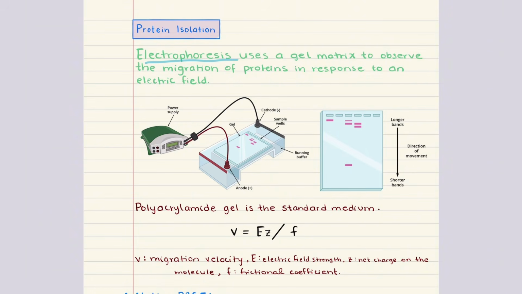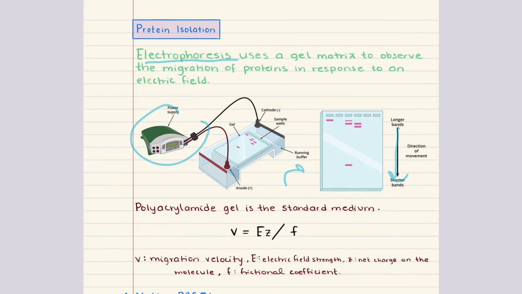Electrophoresis uses a gel matrix to observe the movement or migration of proteins when an electric field is applied. So here's the idea. Proteins have charge, and when you place them in a gel and apply a voltage across it, the proteins are going to migrate through the gel towards the electrode with opposite charge. So the gel acts like a molecular sieve, and the speed at which each protein moves depends on three things.